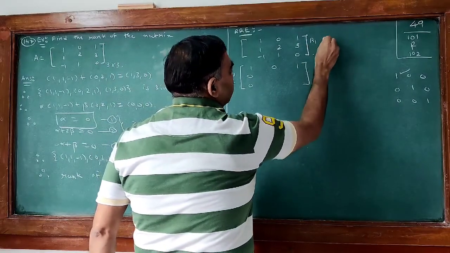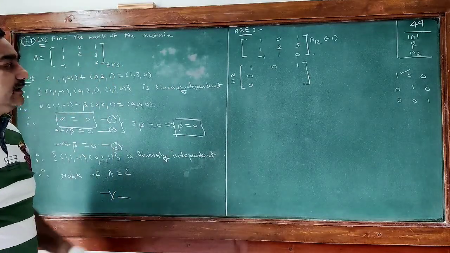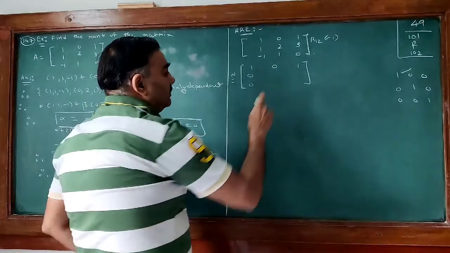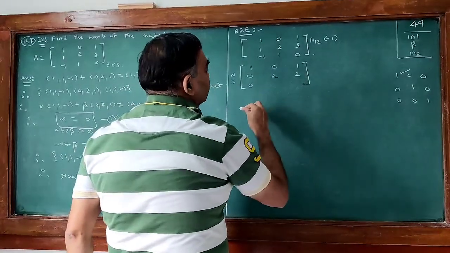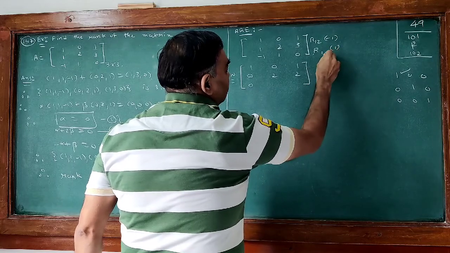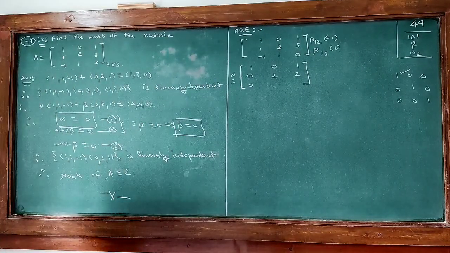We multiply first row by -1 and add into the second one. Then multiply first row by 1 and add into the third one.